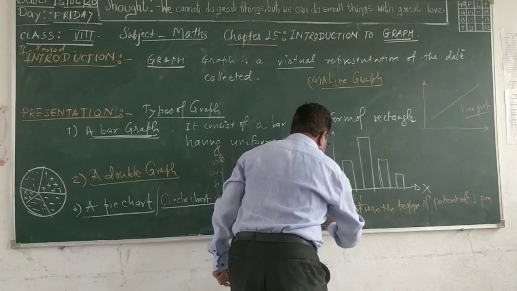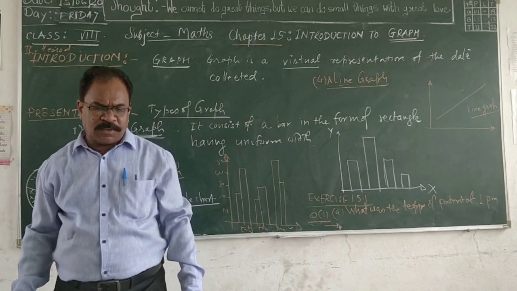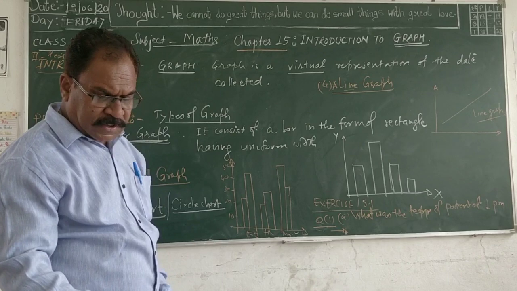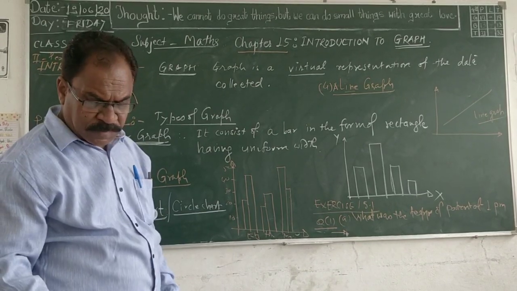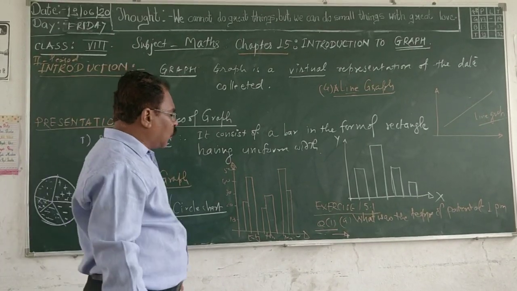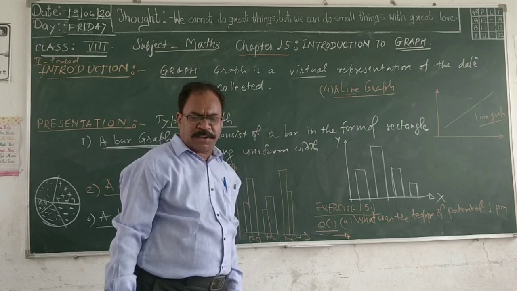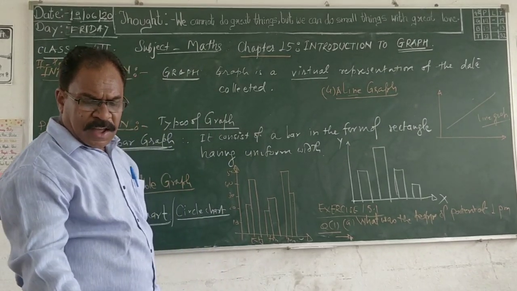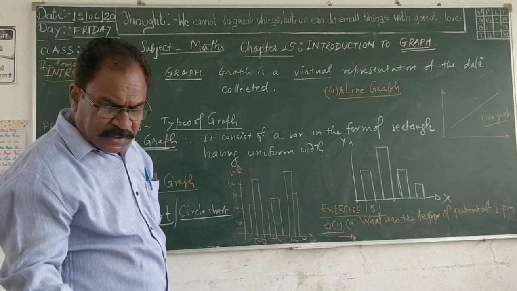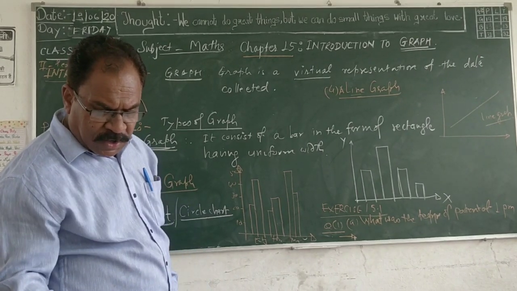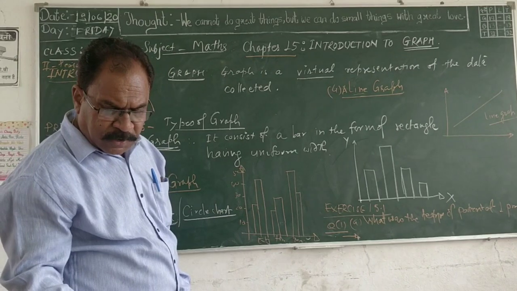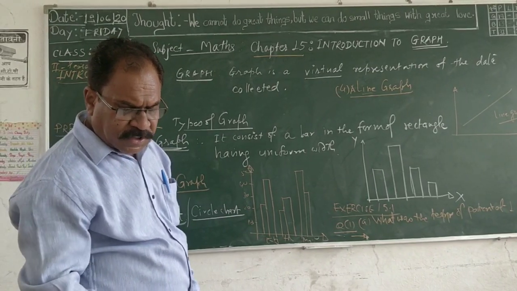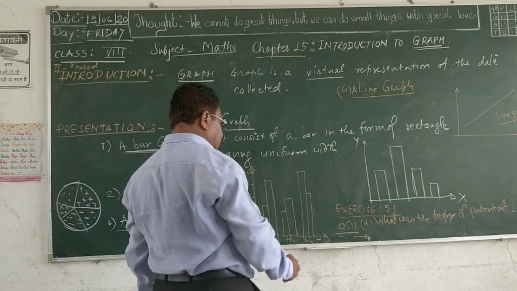Dear students, you observe the graph. On the x-axis the time is given and on the y-axis the temperature is given. So our question is, what was the temperature of the patient at 1 p.m.? See here, there is 1 p.m. Go upward and draw one perpendicular, and the perpendicular intersects at a point. So the temperature is 36.5 degrees Celsius.